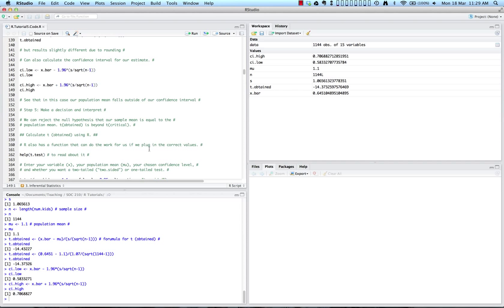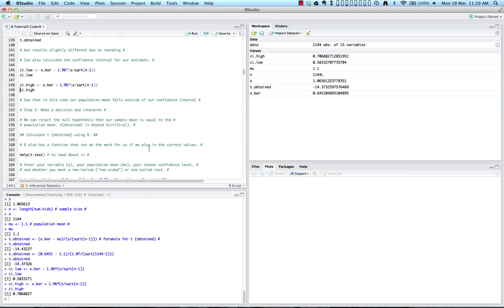So in step number 5, we can then make a decision and interpret our results. In this case, we want to reject the null hypothesis that our sample mean is equal to the population mean, because our t obtained of negative 14.3 is beyond our t critical of plus or minus 1.96.